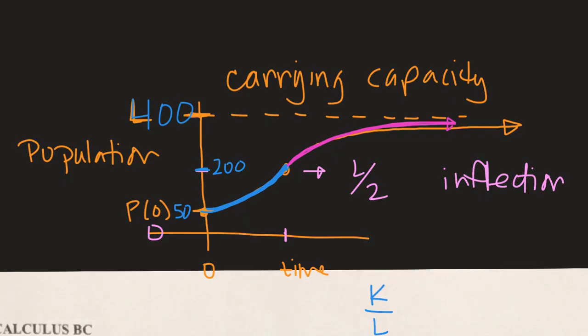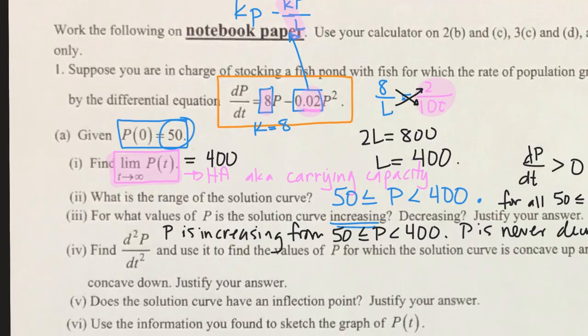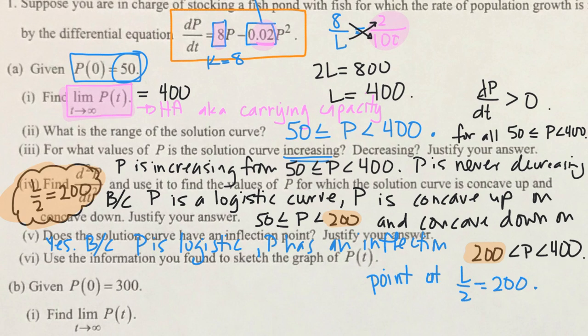But for concave up and concave down, we have to include the point of inflection, or half of your carrying capacity. So L over 2, the point of inflection, is going to happen when the population reaches 200. That's the maximum growth rate, when the population is 200. Before then, it's growing, and after that, it's growing, but not as fast. So that's the point of inflection. It always happens at L over 2. Concave up from 50 to 200, and concave down from 200 to the carrying capacity.